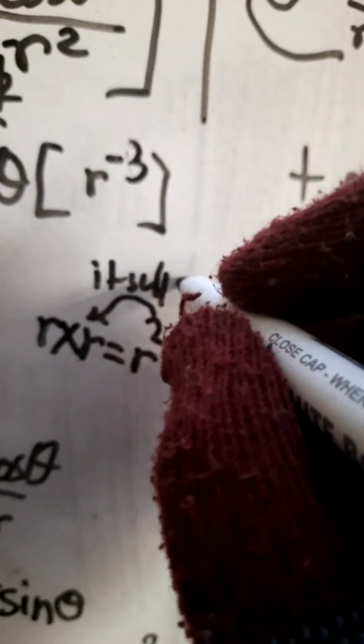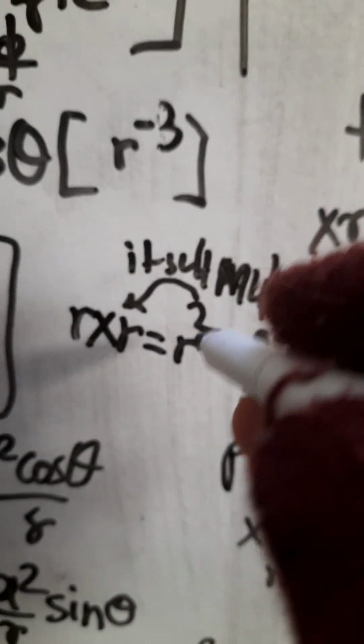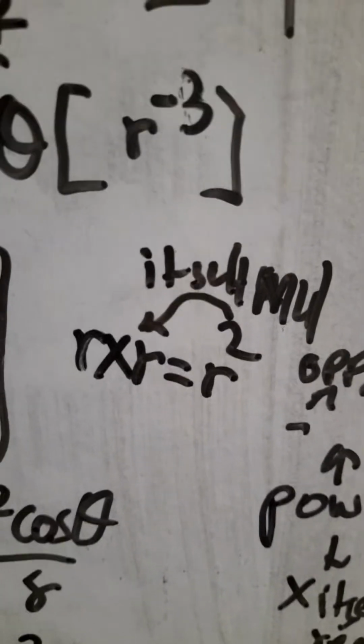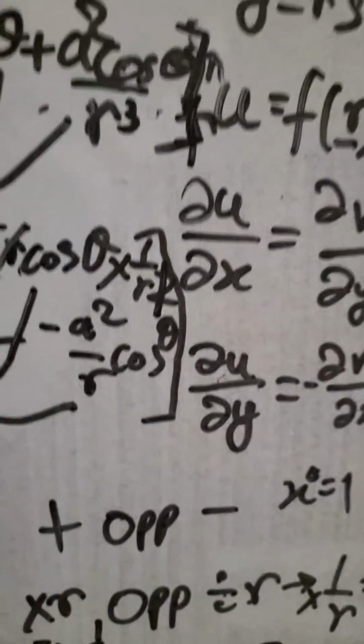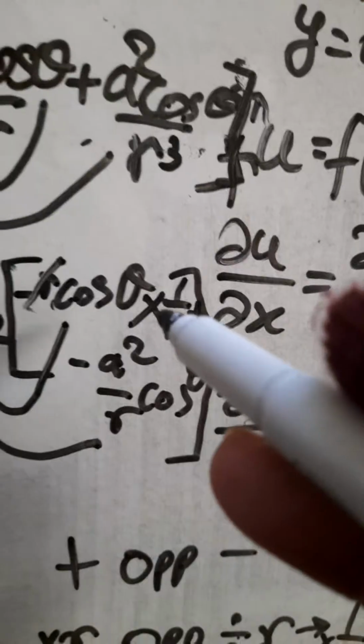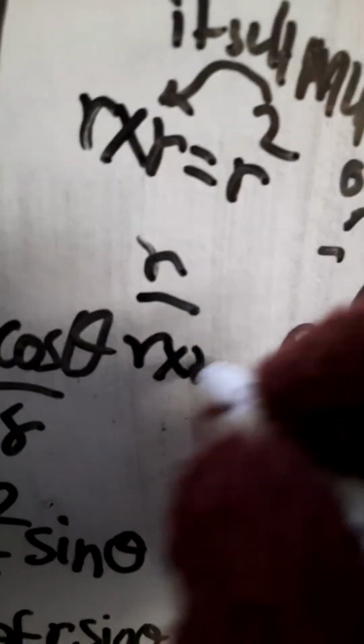Multiplied to itself. Wait a second. Raised to a number means how many times it is multiplied to itself. So r square means it is multiplied to itself 2 times. So now r square here means it's multiplied 2 times, r into r. Now this is multiplied by, so let me show you how it works. R by r into r, bro.